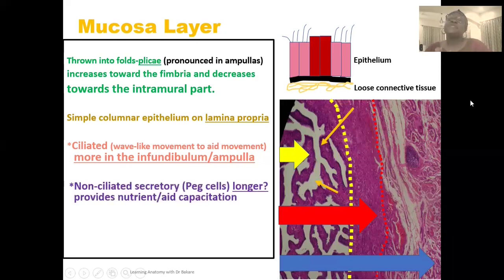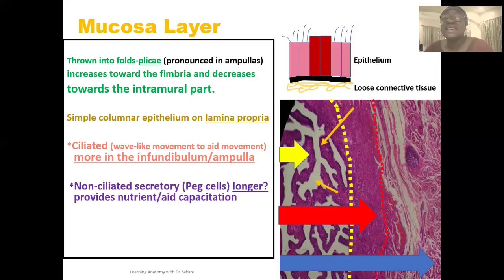Then the second type of simple columnar epithelium that we have are the non-ciliated type of epithelium. These are referred to as the PEG cells. They are secretory in nature. So what they do is that they help to secrete substances that are needed to nourish the egg, the sperm, and also the fertilized egg. They are also seen to contribute to the process of capacitation. We know that capacitation is a process that needs to occur before fertilization will be allowed. So it also helps to facilitate this process.